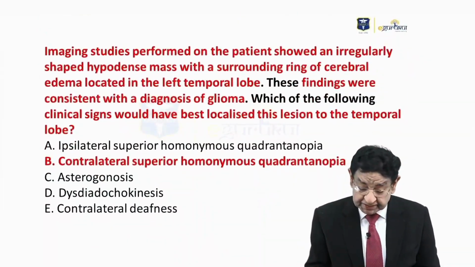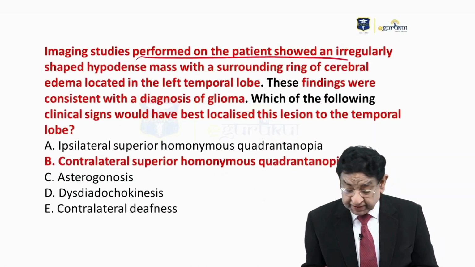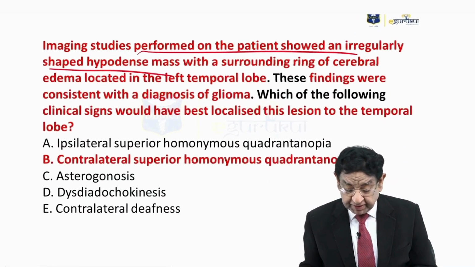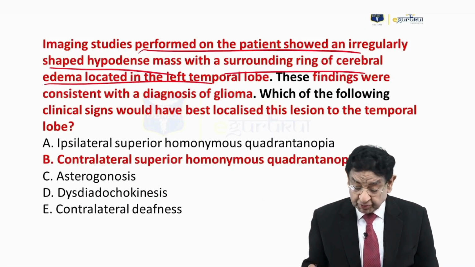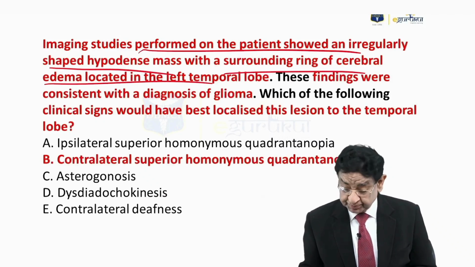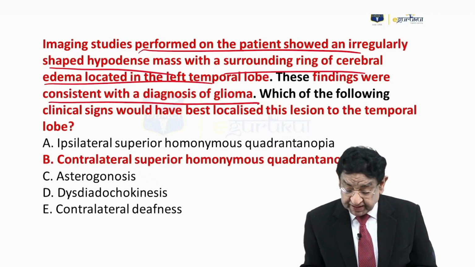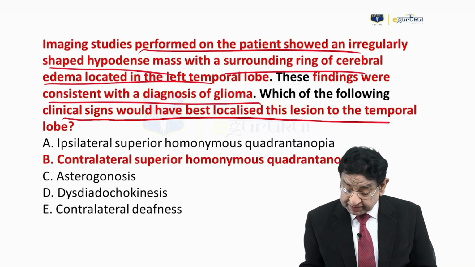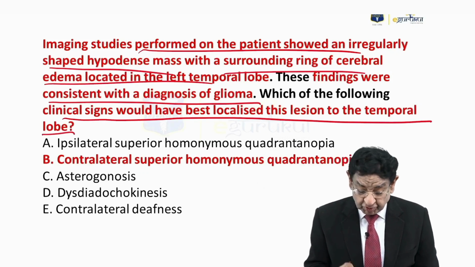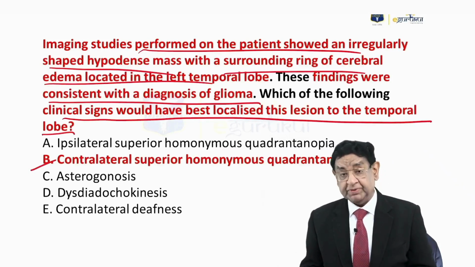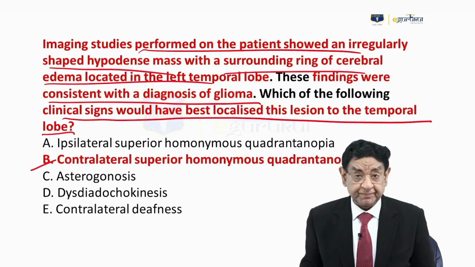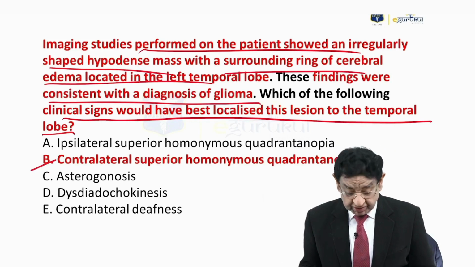Imaging studies performed on the patient showed an irregularly shaped hypodense mass with a surrounding ring of cerebral edema located in the left temporal lobe. The findings were consistent with a diagnosis of glioma. Which clinical sign would best localize this lesion in the temporal lobe? The answer to this question is contralateral superior homonymous hemianopia. Why this? Why not others?